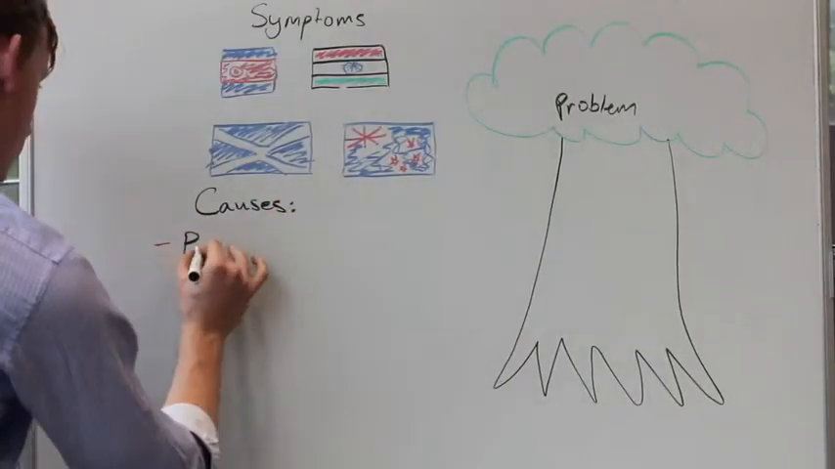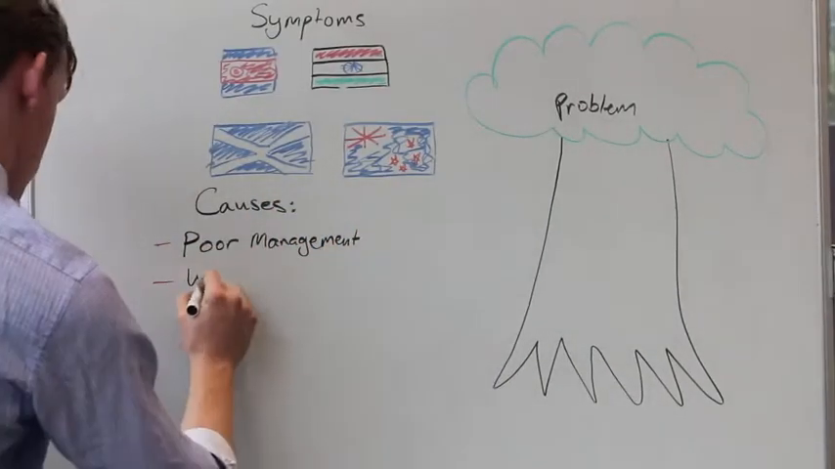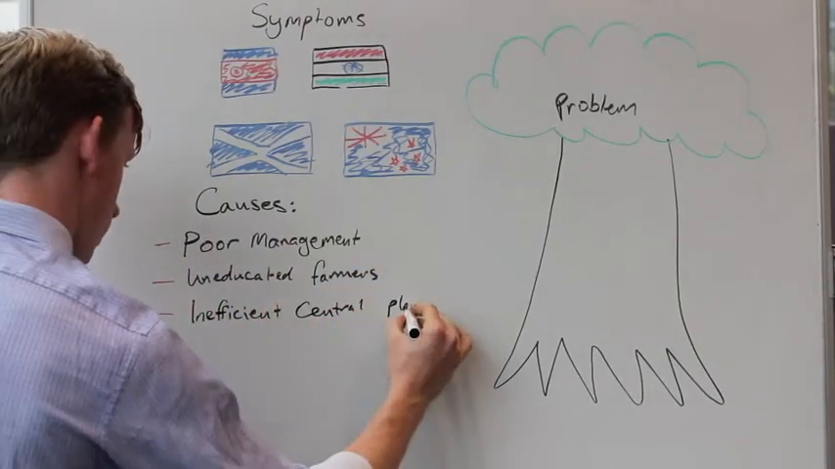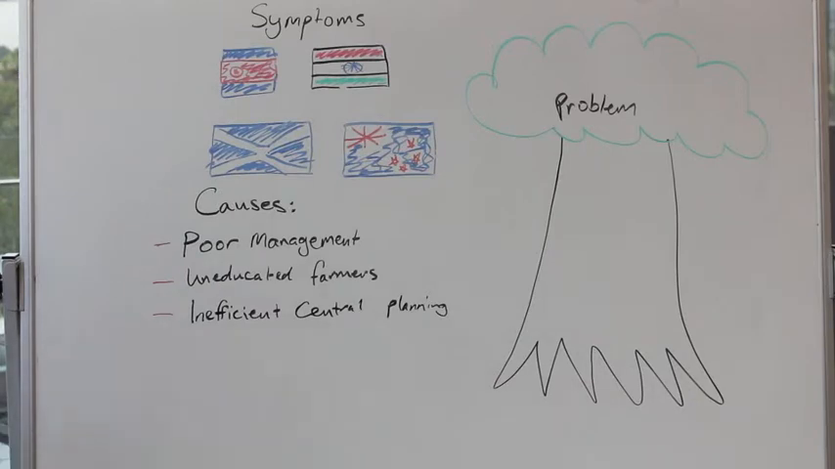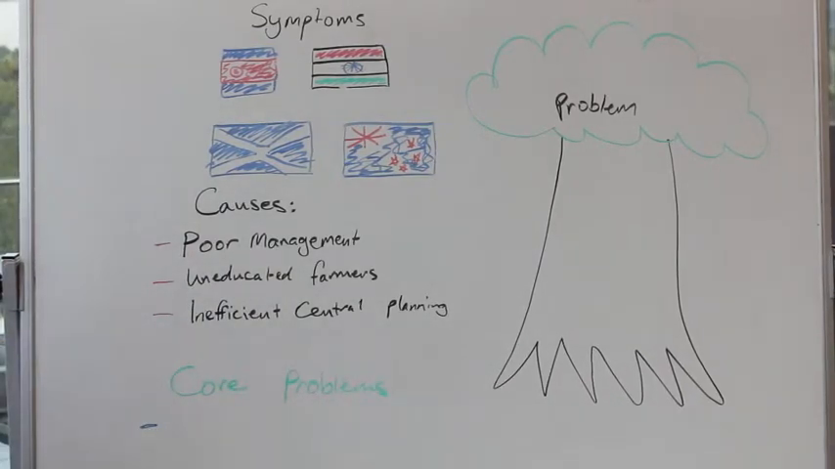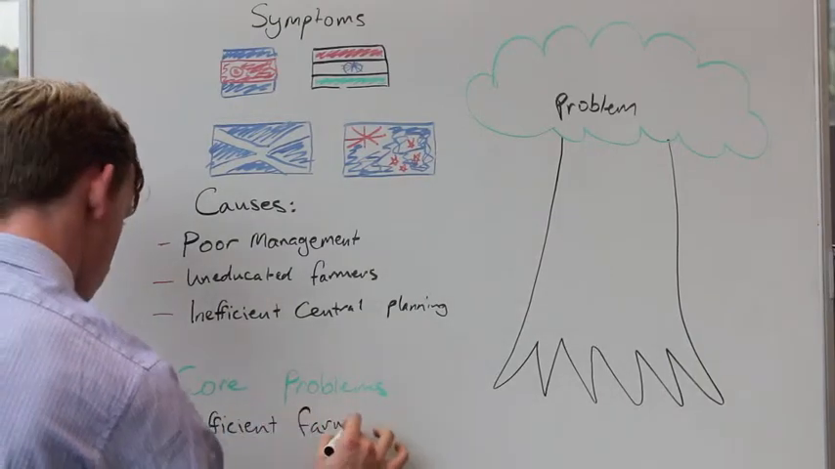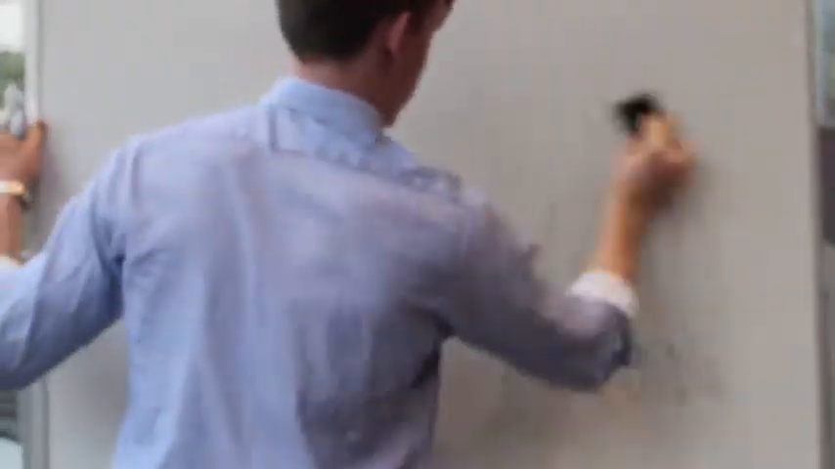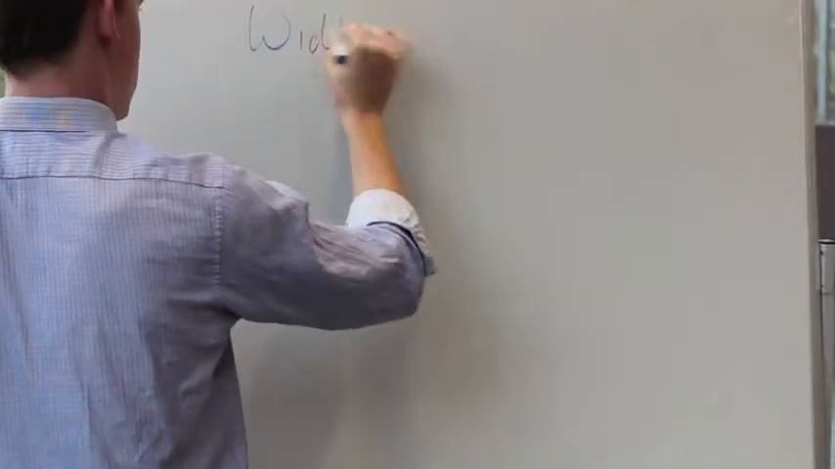So what causes the problem? Poor management of crops and farms, uneducated farmers and central planning, and unmotivated farmers to service all areas of the land. So, the core problem is poor management of crops and farms. For width and depth, we will be using the example of the North Korean famine to demonstrate the result this problem can have on a country.